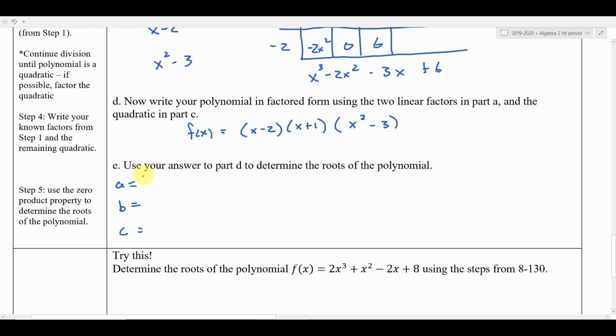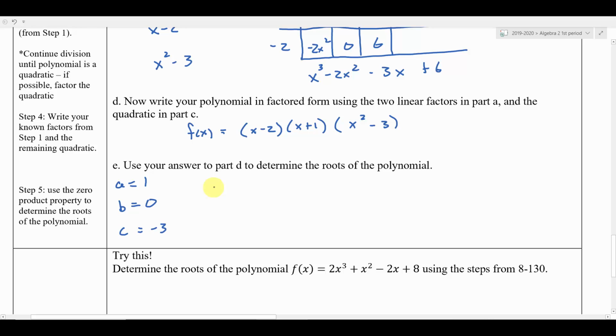Okay? So we want our a, b, and c. I'm going to say a is 1, because that's the number in front of x squared. b is 0, because there is no x term. And c is negative 3. That's the constant on the end. And here I go. I'm going to go ahead and start my quadratic formula.